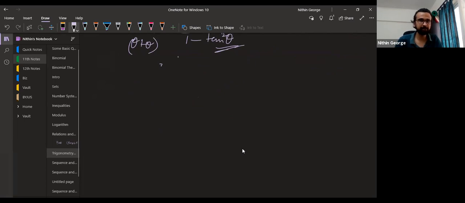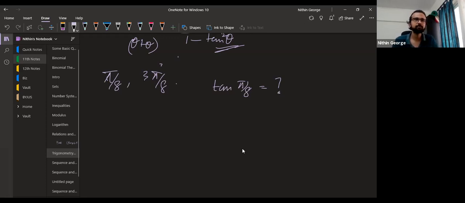Now, let's look at the angles. pi by 8, 3 pi by 8. What is tan pi by 8? How do I find this? Tan pi by 8. How do you find tan of pi by 8? What do you do here?